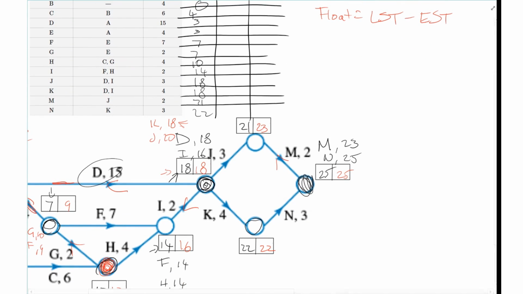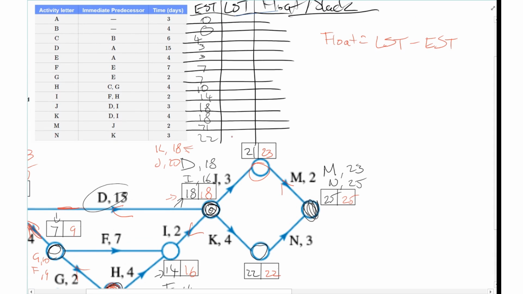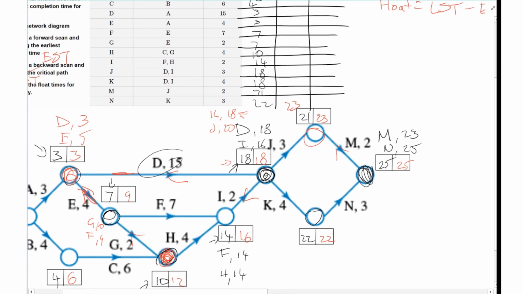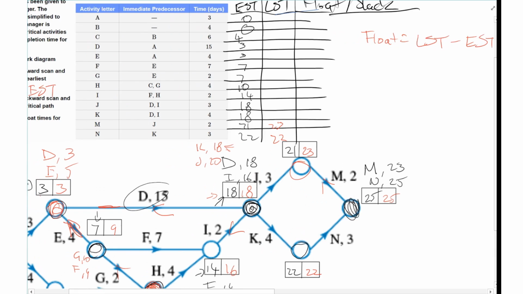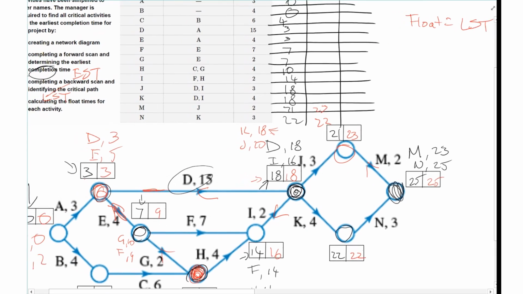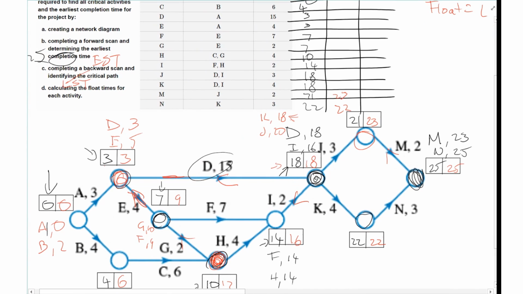So this is where we're going to look at the red. We're coming back to here. So the latest start time that M can occur is 23. And N is, oops, I got it in the wrong order there. I meant to write 23 for M, and that's 22 for N. The latest start time for K.